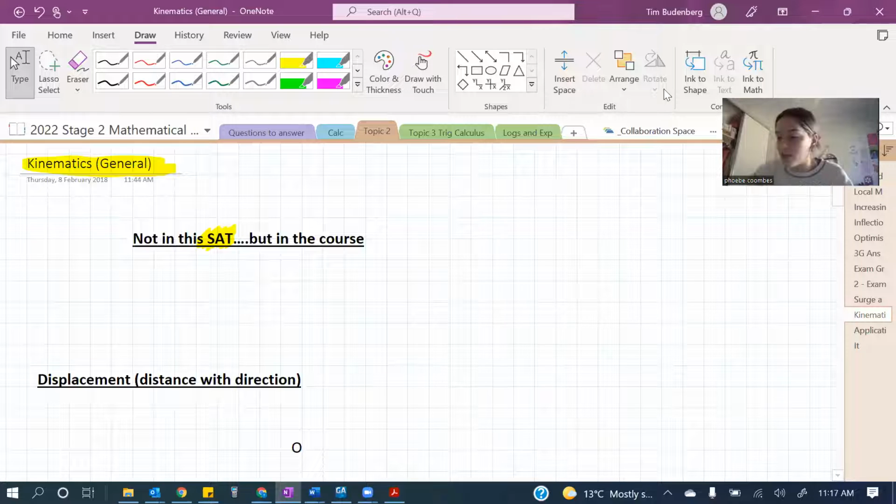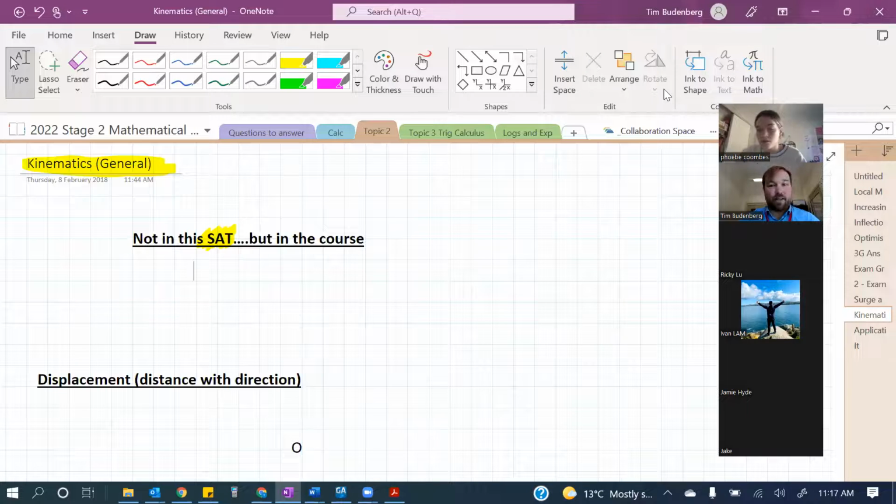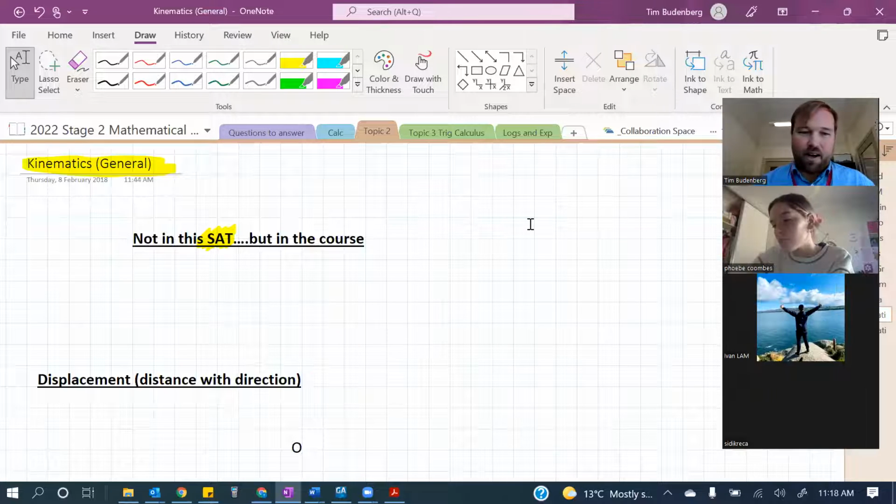Does that mean it will still be in the exam though? Yeah, it will be in the exam, so we have to cover it eventually, and I think we might as well do it now. We don't write the exam, so it could easily be in the exam, but we're just giving you a heads up that it is not on the SAT.